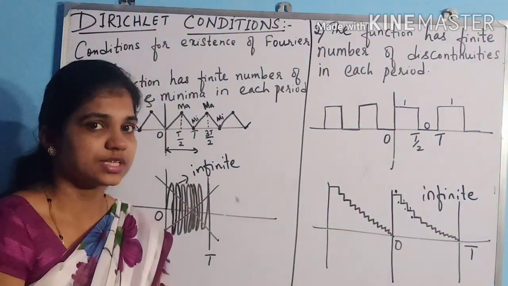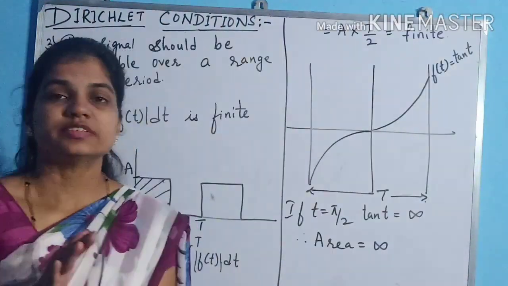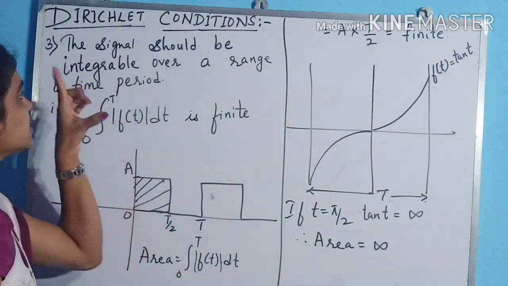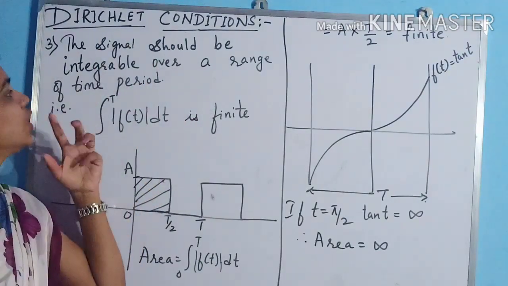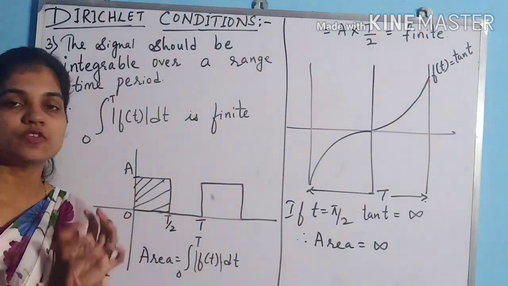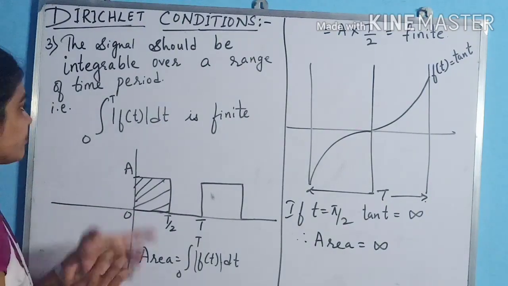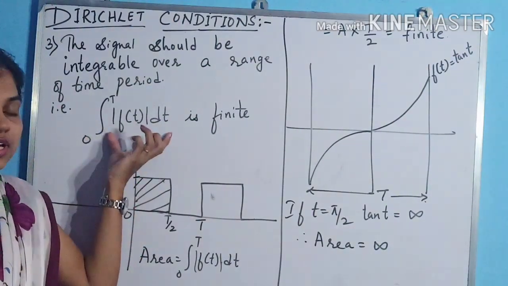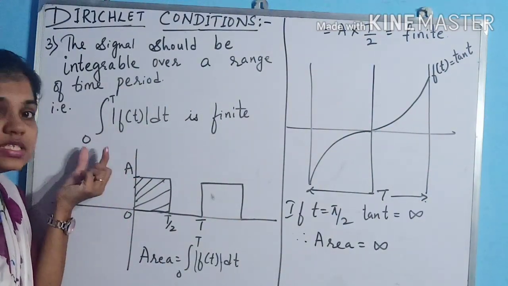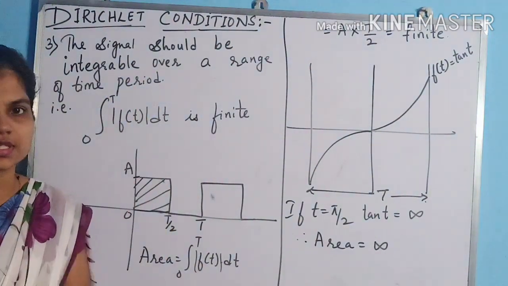Alright, I hope the two conditions are clear. Now let's move on to the third and final condition. The third condition says the signal should be integrable over a period, or I can say the area of the signal has to be finite. Mathematically, the integration of mod f of t dt over the interval 0 to time period t should be finite. Now what does it mean?